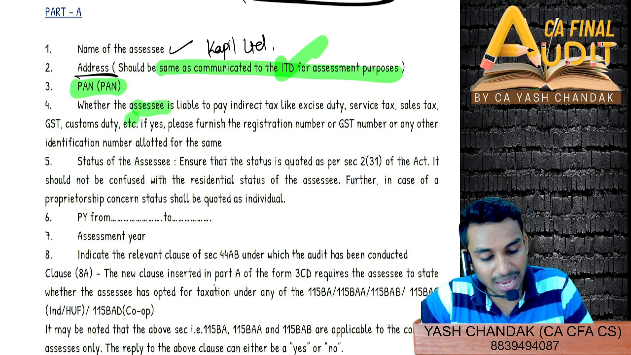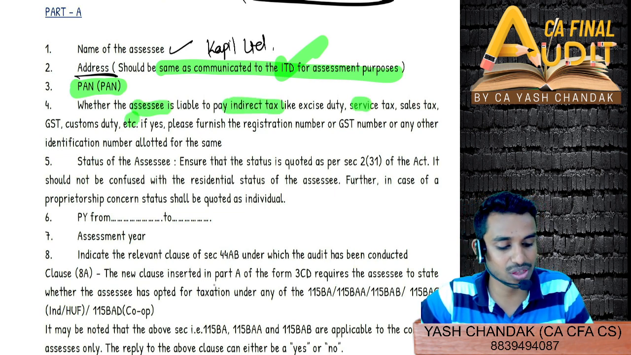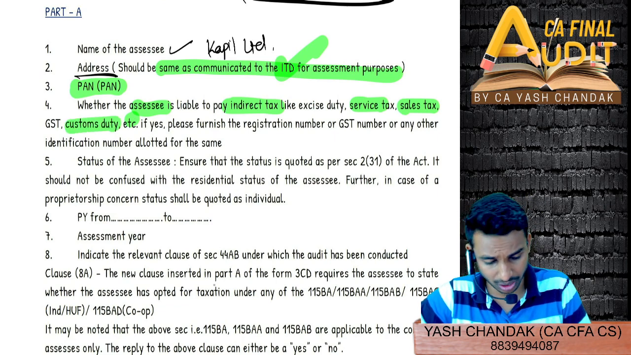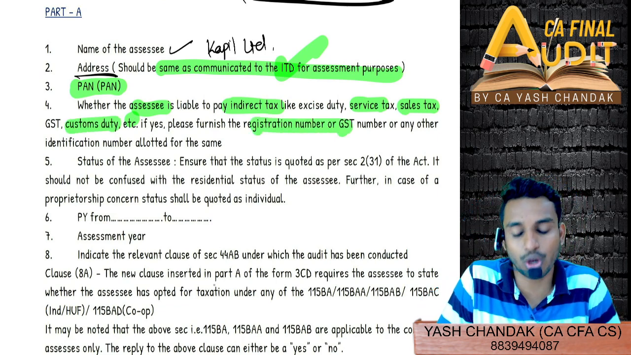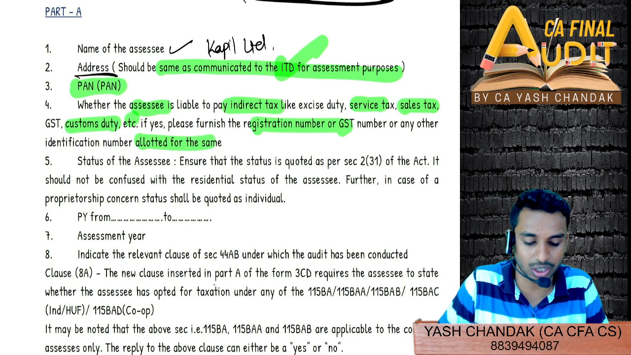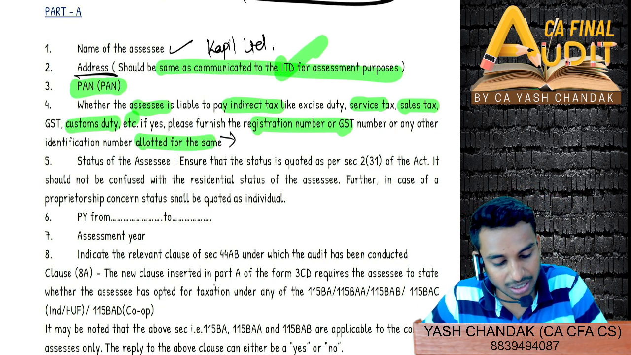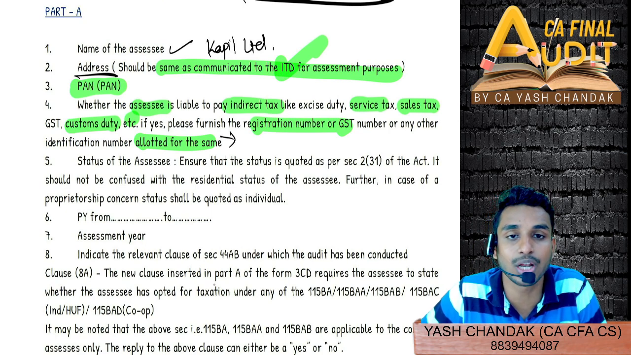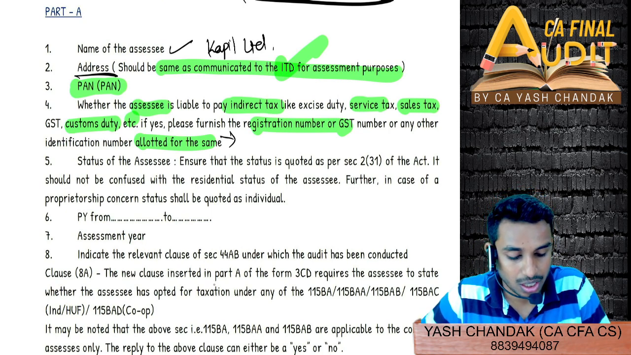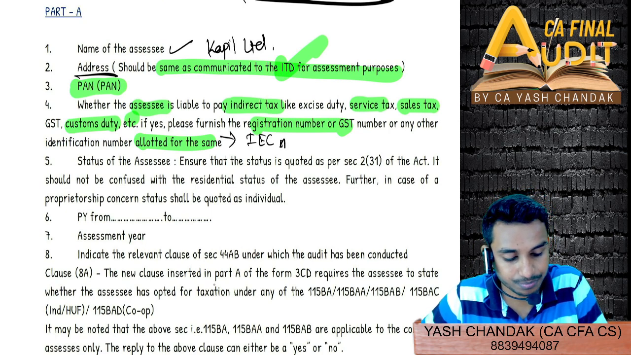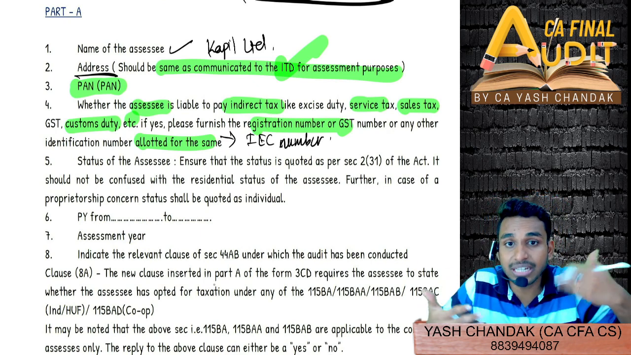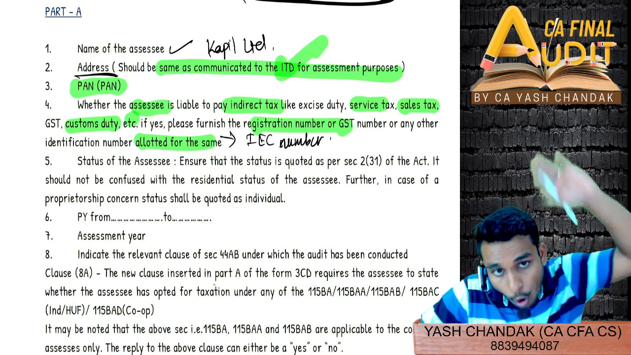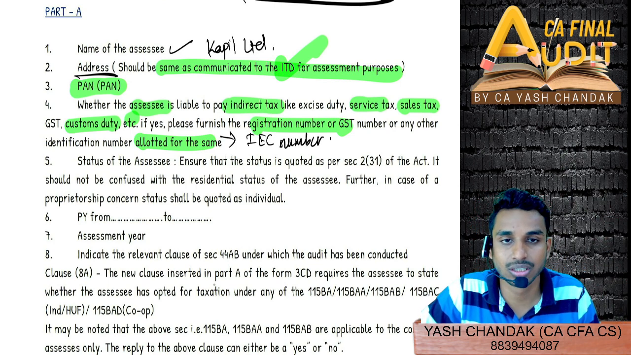Then whether the assessee is liable to pay any indirect taxes like GST, service tax, sales tax, custom duty, and if yes, then what is the registration number or GST number or any other identification number which has been allotted for the same. For example, in the Customs Act, you could have been allotted an import export code number. For GST, you could have separate registrations under different states. So all the registration numbers you have to mention here, right?